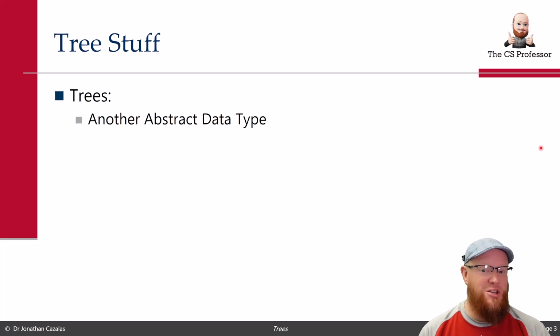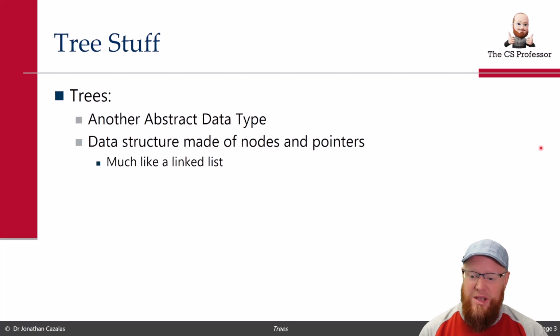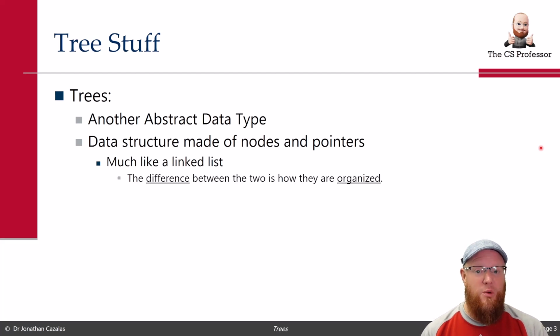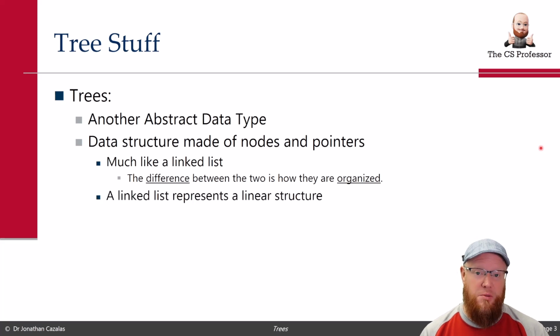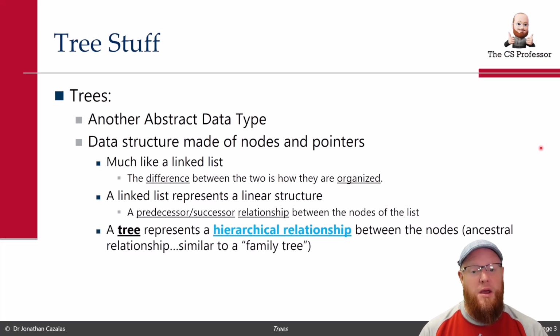What are trees? Just another abstract data type. It's a data structure made of both nodes and pointers, very similar to a linked list in that regard. The difference, however, is in their organization. Whereas a linked list is a linear structure, right? We have a predecessor-successor relationship, which is now well established. A tree represents this hierarchical relationship between the nodes.